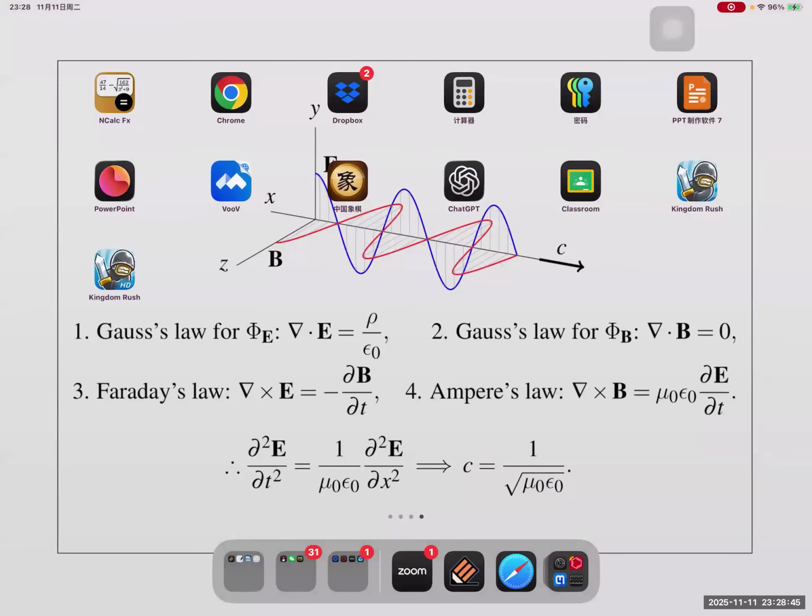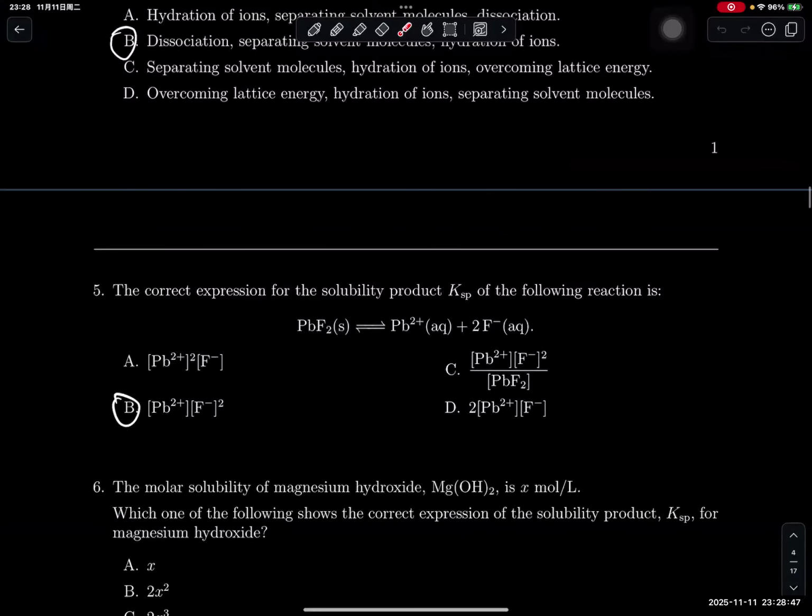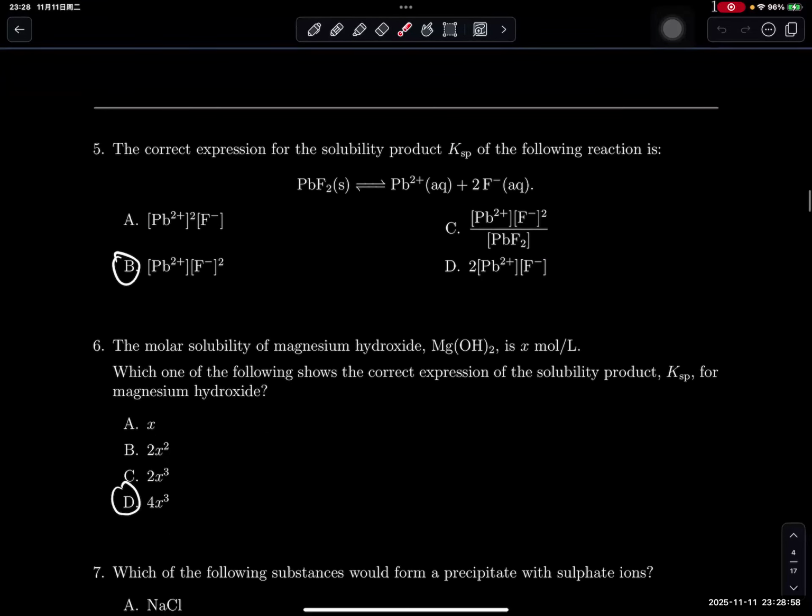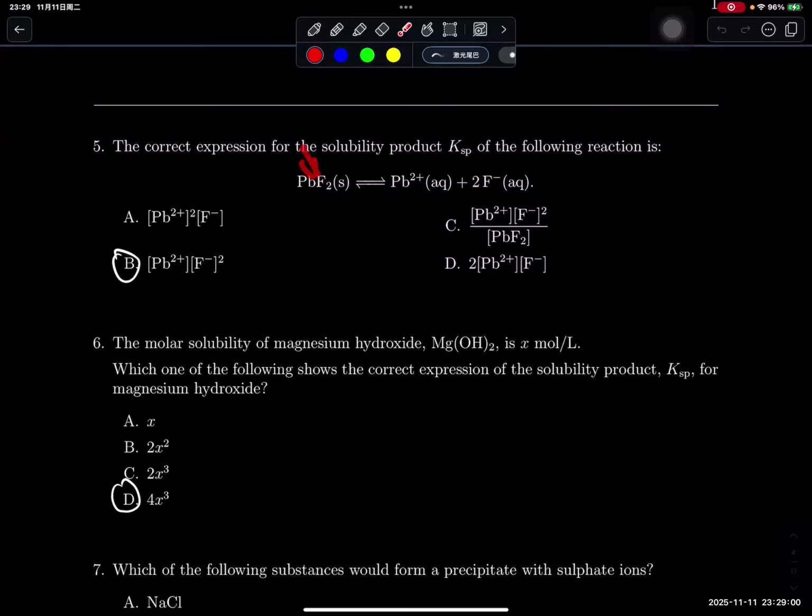Okay, sorry. Question 5. The correct expression for this solubility reaction is B. Okay, it's pretty straightforward. Common mistakes are that either you mistakenly think a solid has concentration and you choose C instead, or you put the factor of 2 in front instead of raising to the power, which is also wrong. Remember that when you write an equilibrium constant, the stoichiometric ratio is the power.